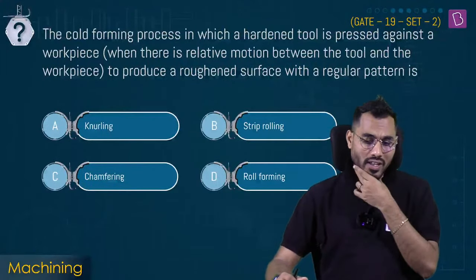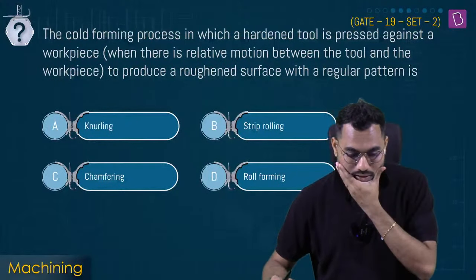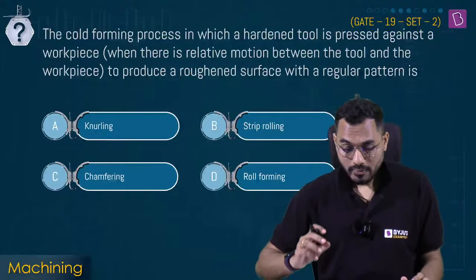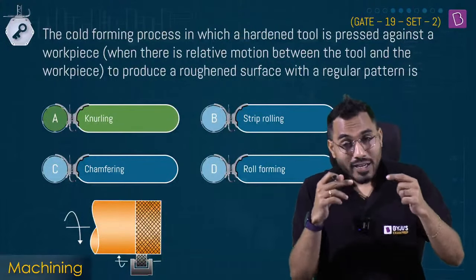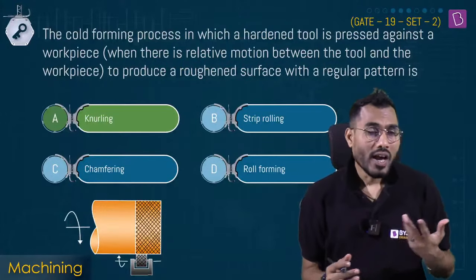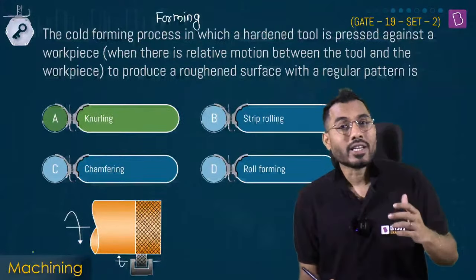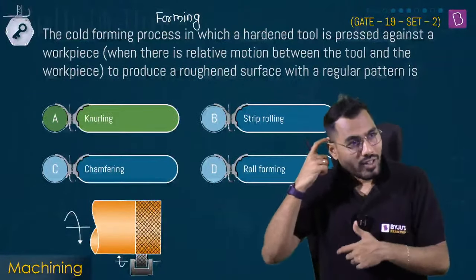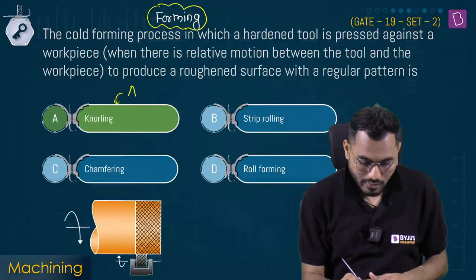A cold forming process in which a hardened tool is pressed against a workpiece, when there is a relative motion between the tool and the workpiece, to produce a rough surface with a regular pattern. So we know that whenever a hardened tool is pressed against the workpiece in a cold forming operation where a regular pattern is created, it is called the knurling operation. Knurling is not a machining operation; it is always a forming operation, because there is just a displacement of material and not a removal of material. So A will be my answer. I hope you are understanding this.